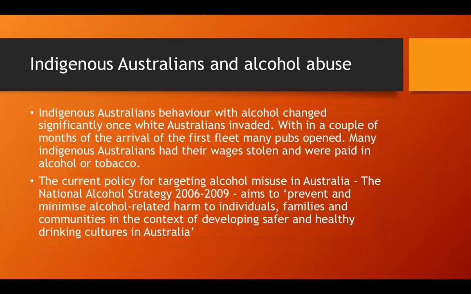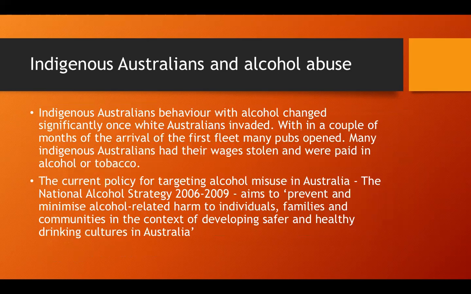Okay. So the second part of my presentation will focus on alcohol abuse, because this is something that Brad's obviously highlighted throughout our lectures. So Indigenous Australians and alcohol abuse. Indigenous Australians' behaviour with alcohol changed significantly once white Australians invaded. Okay, so what that means is before 1788, Indigenous Australians had no issue with alcohol due to the fact that this is mostly a white European product. Okay, within a couple of months of the arrival of the First Fleet, many pubs opened.